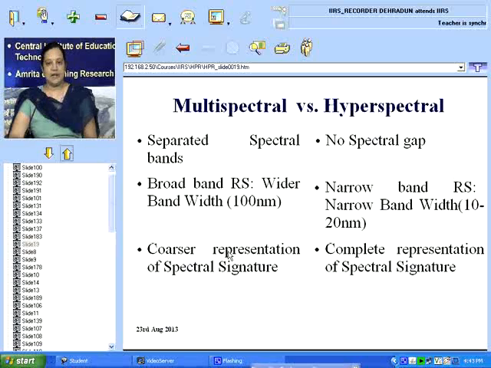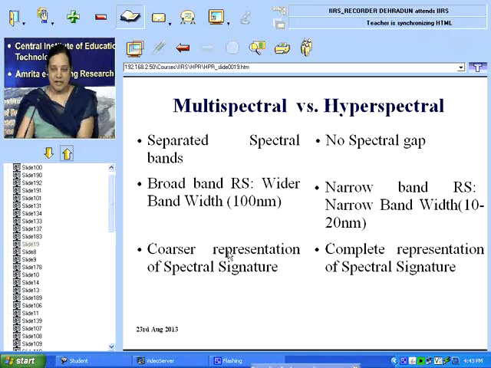Here, we can compare the multispectral versus hyperspectral. In multispectral, you have separated spectral bands. There is no contiguity. Whereas in hyperspectral, they are contiguous in nature. There is no spectral gap. And this is the prime requirement for data to qualify as hyperspectral. We may have a very fine sampling rate, but if there is no contiguity in the data, if there are separated bands and gaps in my observations, then the data does not qualify to be a hyperspectral data set.